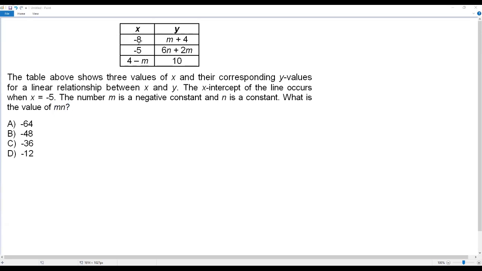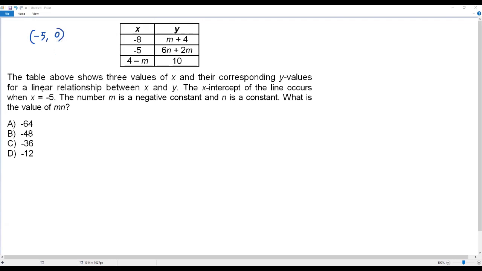Okay, here we have three values for x in the table and their corresponding y values, and the relationship between x and y is linear. So if I sketch a graph for the table of values, I'll be getting a line. Also the x-intercept of the line is given: the x-intercept of the line occurs when x equals -5. So the x-intercept is (-5, 0).